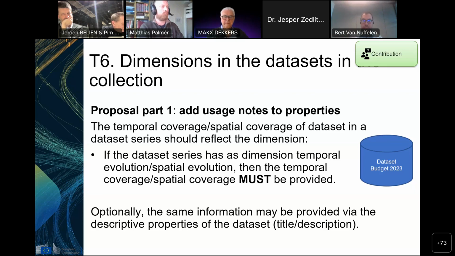Optionally, and this is what you typically already see today, in order to increase findability in this series, editors and publishers already add budget 2023 in the title. So we make this just an optional option that you can provide such descriptive information inside the data. It's not mandatory. What we want to encourage more is that the machine-readable property, temporal coverage or spatial coverage, in case that is a dimension of the dataset series, should be filled in and should be there.